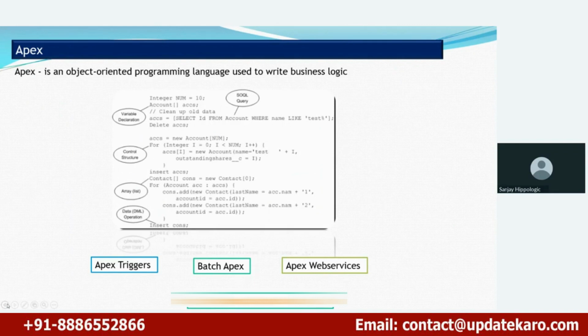There are also things called triggers. You can write triggers that execute before or after your database insertions. You can have batch Apex to run multiple jobs or multiple records together in a batch. You can have web services like HTTP callouts to different external systems, and things like that. So Apex takes care of all your business logic.